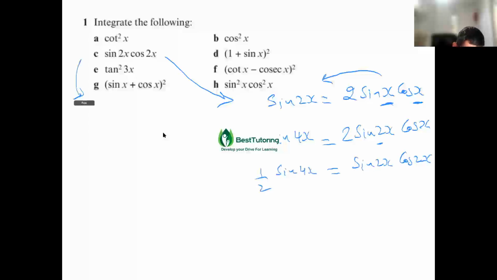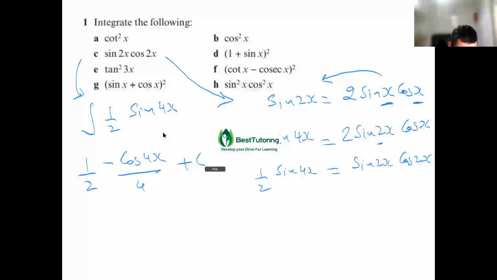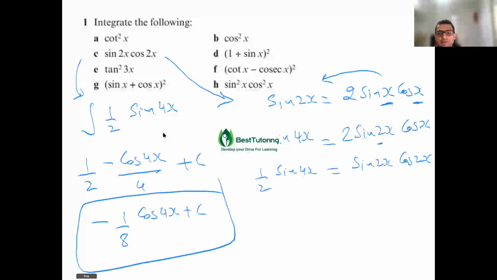So integrating this one, 1/2 sine 4x. When we integrate, the integration of sine is minus cos 4x over 4 plus c, which is minus 1/8 cos 4x plus c as your answer. Can we please make a note for that one?